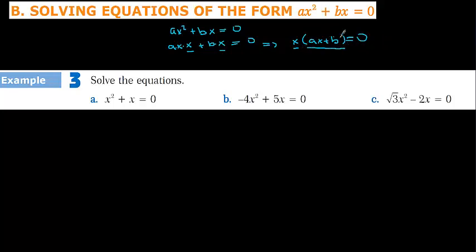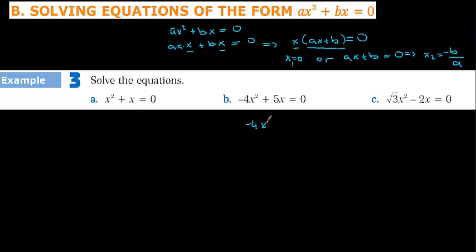And there are two possibilities. If the multiplication of two numbers is equal to 0, then one of them must be equal to 0. So x1 is equal to 0, or ax plus b is equal to 0, and then x2 is going to be equal to minus b over a. We are going to try to understand this better with examples.